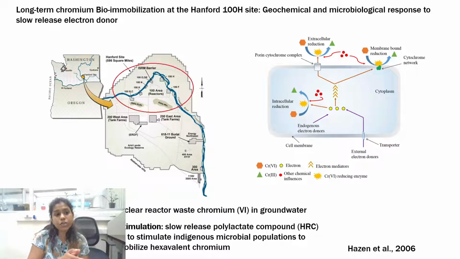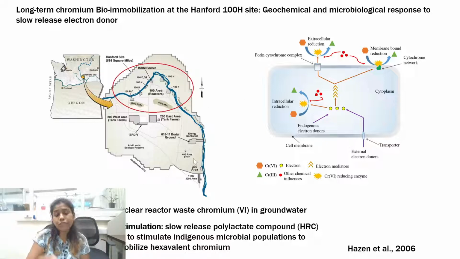So the next thing is also something to do with chromium immobilization. This is something that was done in a site called Hanford, and here they have used a microbe which can use a slow release electron donor and then control the chromium.